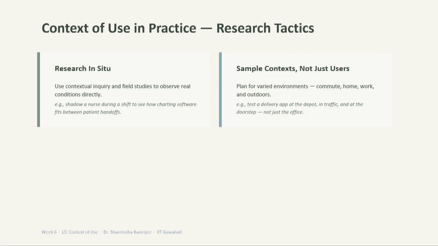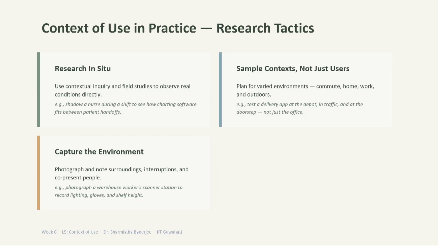Then coming to sample context and not just users. So what it implies, you plan for different kinds of users. Oh, I want to recruit 5 users of type A, 5 users of type B, and so on. That's not just enough. You have to also sample for the context. So plan for varied environments. Like I will do 10 tests with type A kind of users when they are commuting, or when they are at home, and so on. So different context I bring in.